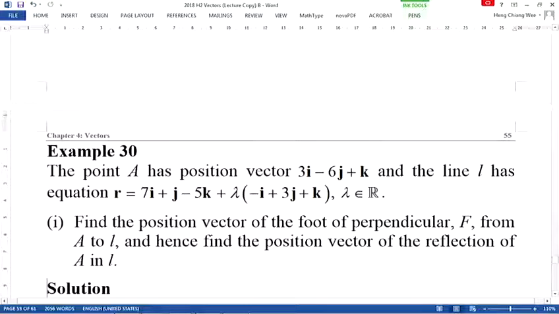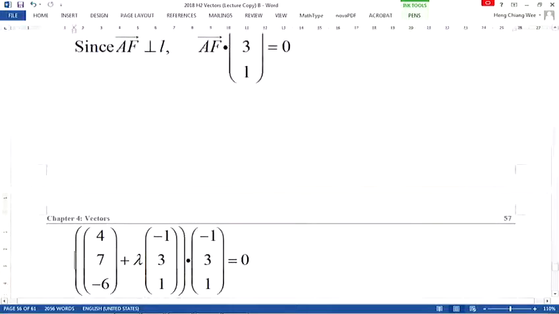So let's look at an example. Example 30, you have the point A, and the line L has this equation. They ask you to find a position vector of the foot of perpendicular from A to L, and hence find a position vector of the reflection of A in L. Something quite similar to the earlier examples, so I won't go through it in key detail.